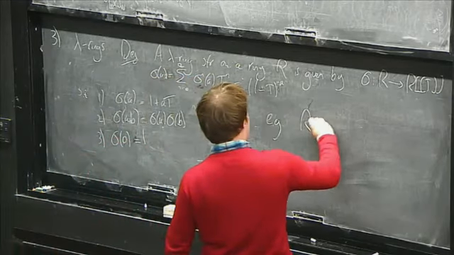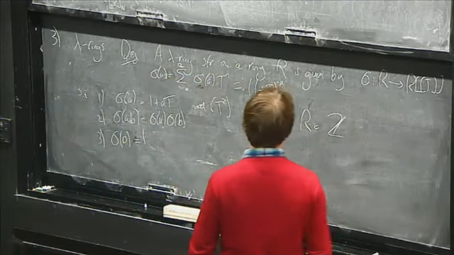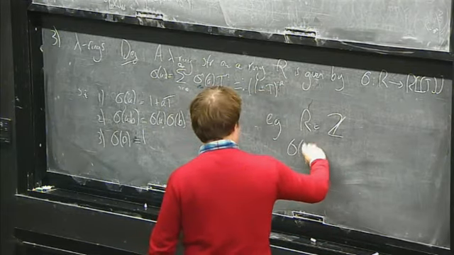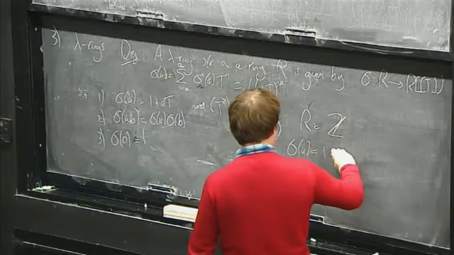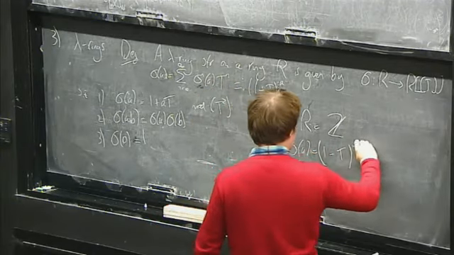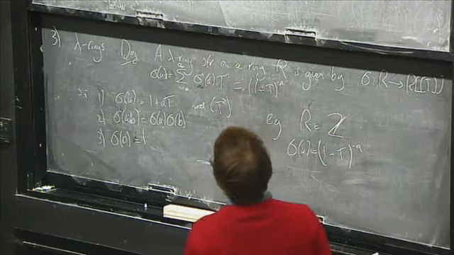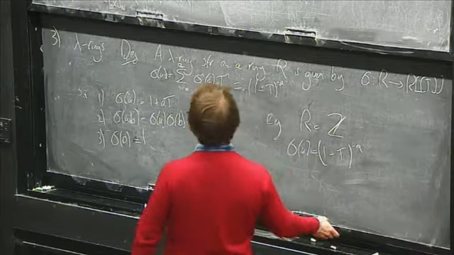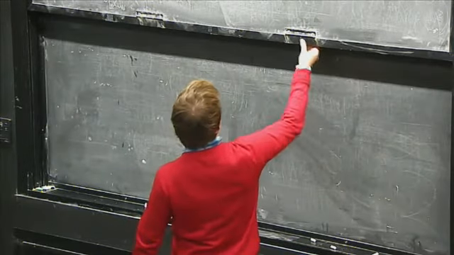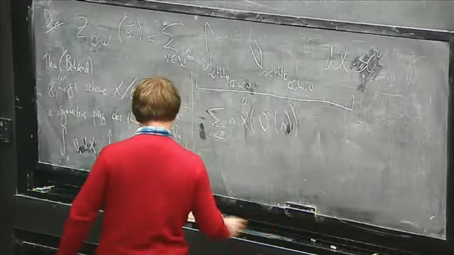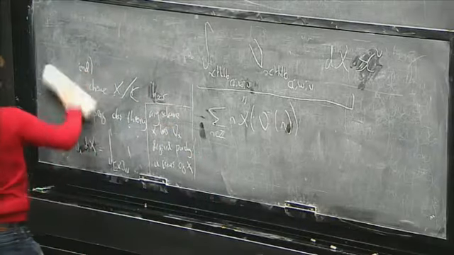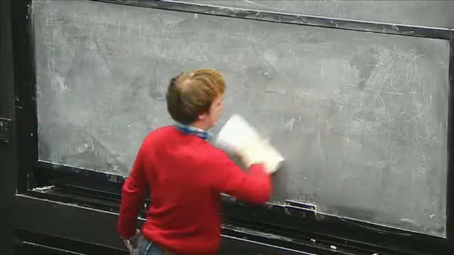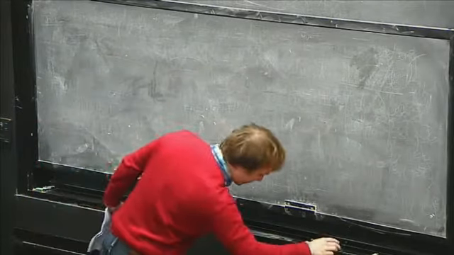So, for example, let R equal the ring of integers and define sigma_t(a) equals (1 - t)^(-a). Okay, so that quite clearly defines a lambda ring structure on the integers.